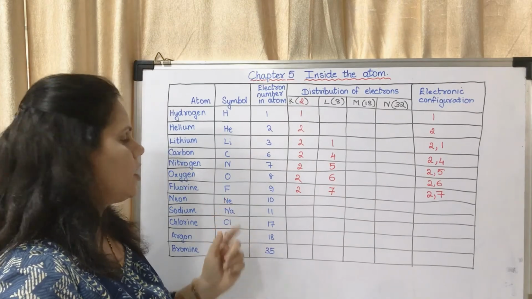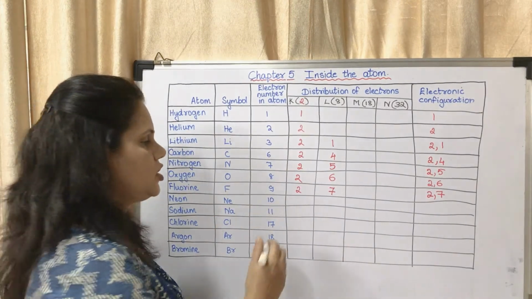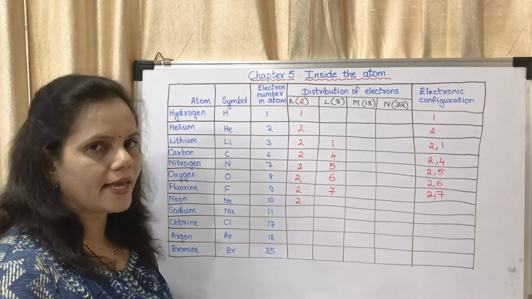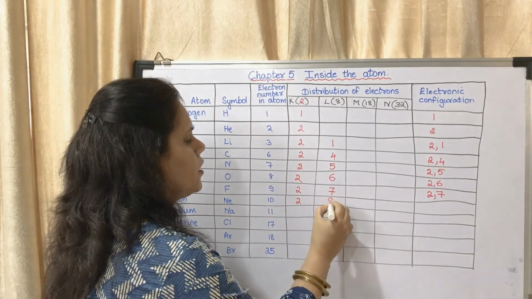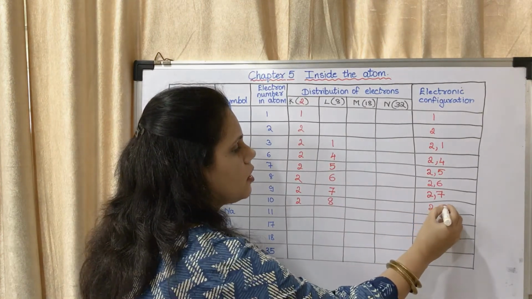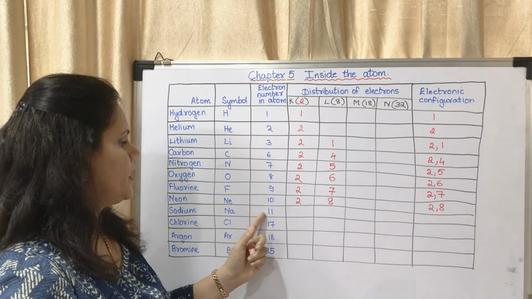Next one, neon. How many electrons? 10. How many in the first shell? 2. How many remaining? 10 minus 2, 8. So how many will go in the next shell? 8. So what will be its electronic configuration? 2, 8.